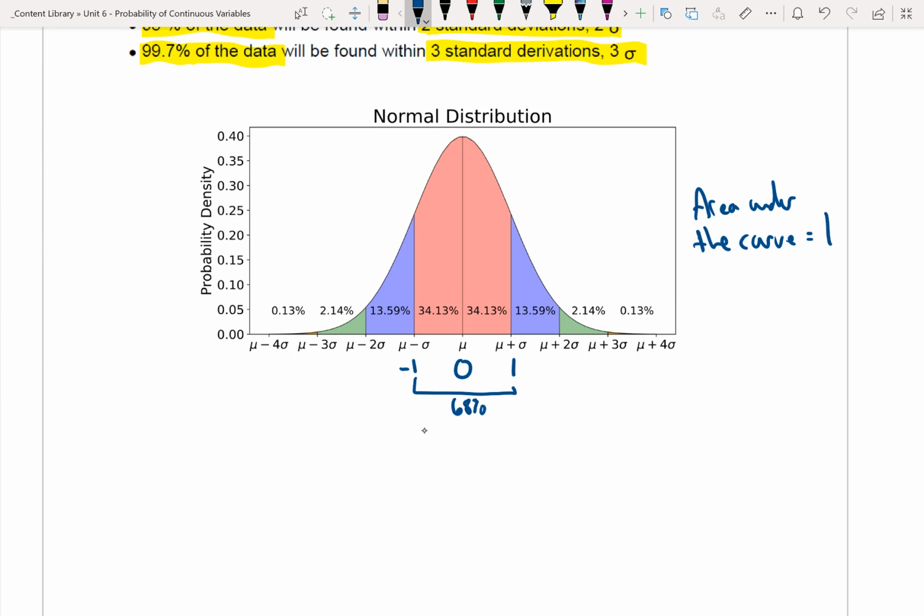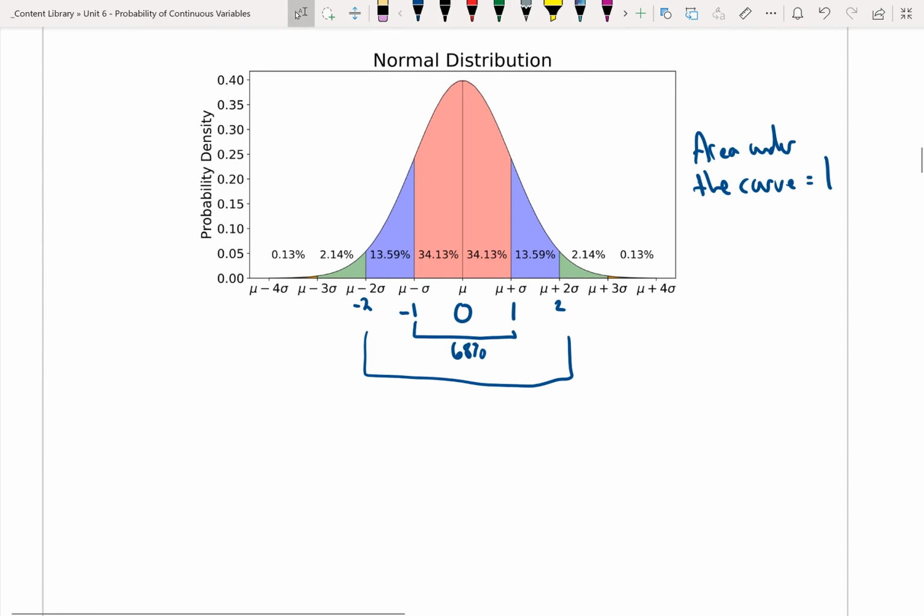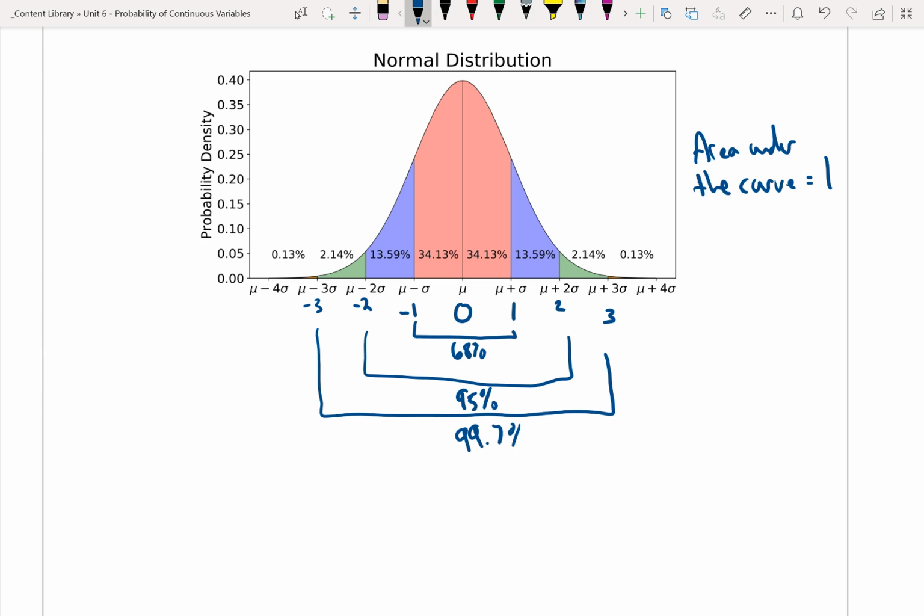Then if we look at two standard deviations, so 2 below and 2 above, we have 95% of our data, and then finally 3 standard deviations away, we have 99.7% of our data, and then the rest is on the outskirts. So that's just going to be helpful to know because we know what percentage of data is underneath.